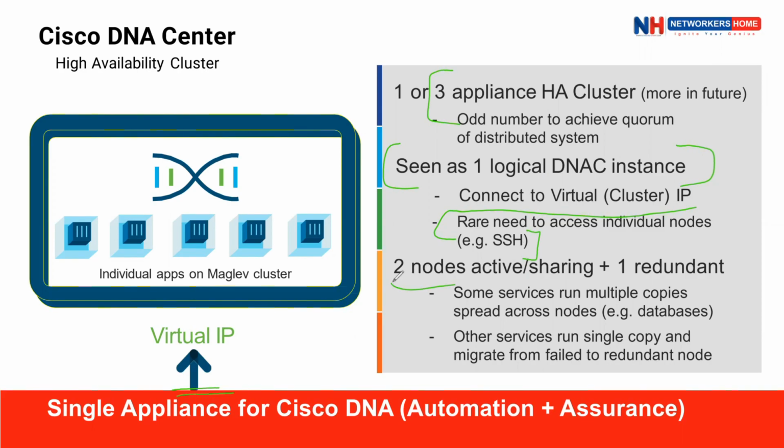So if you see, two nodes are active and sharing, one is redundant. Some services are running as multiple copies. Like there are 20 services running on node 1, so there might be 20 services running on node 3 as well. You cannot identify which service has been accessed on which specific DNA node, whether it is 1 or 3, because the database replication is continuously going on, and it is highly recommended to use the virtual IP. And other services run a single copy and migrate from the failed node to the redundant one. So if the second one fails, the third one takes over.